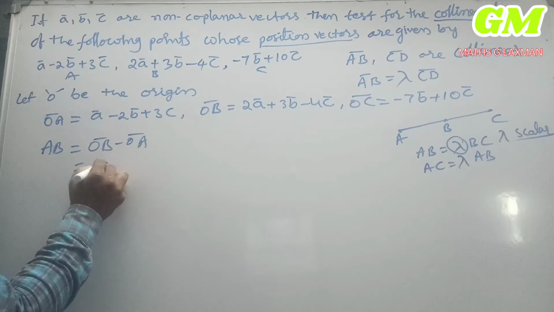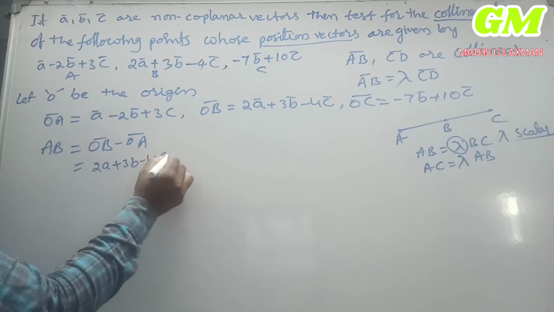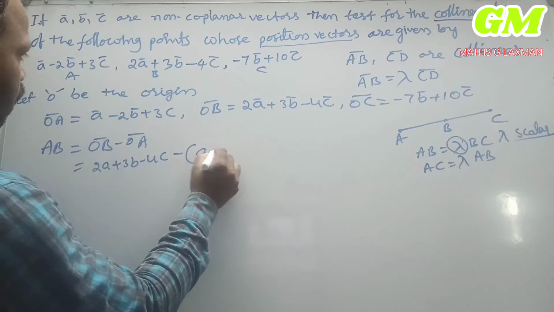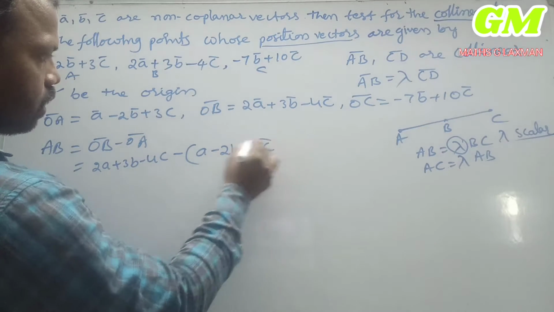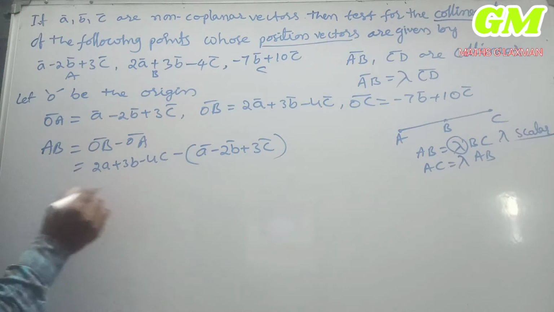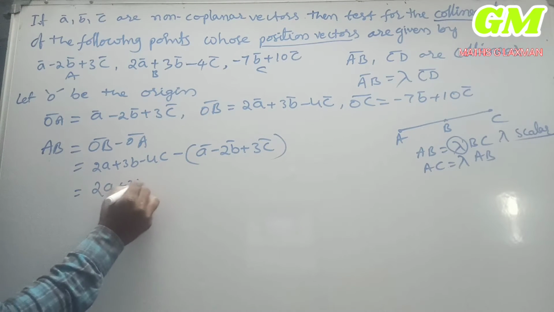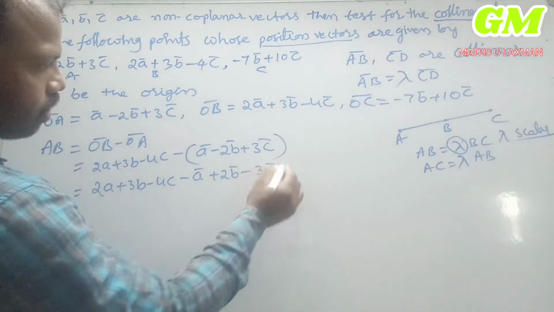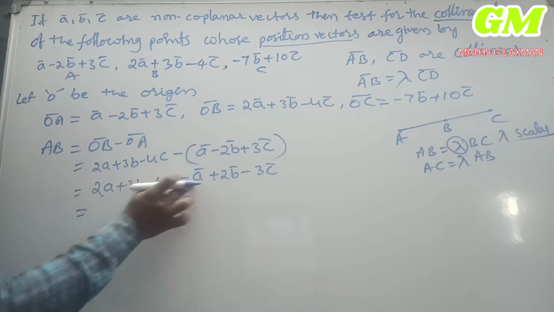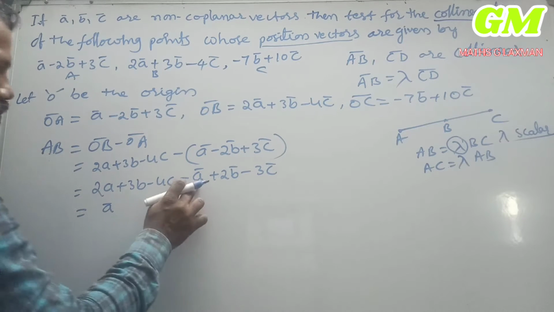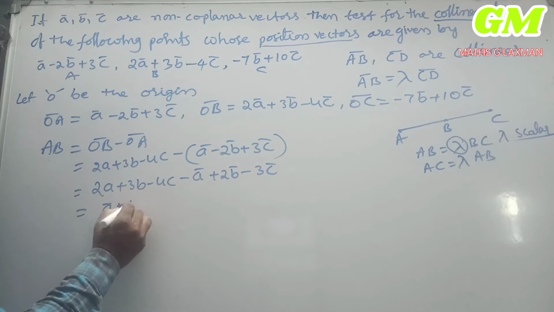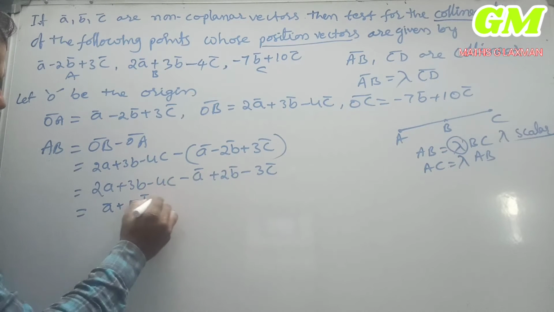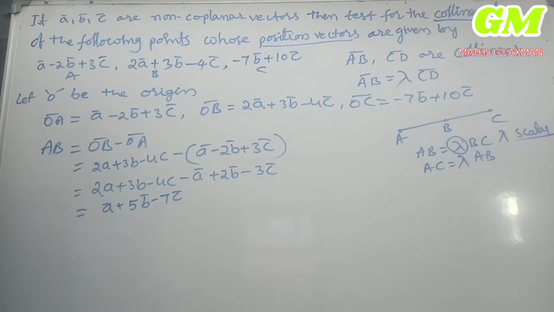So OB is 2a plus 3b minus 4c, minus OA, a minus 2b plus 3c. So 2a plus 3b minus 4c minus a plus 2b minus 3c. While subtracting this, 2a minus a is a. Now 3b plus 2b is 5b, minus 7c. This is AB. Now we find BC. BC means OC minus OB.